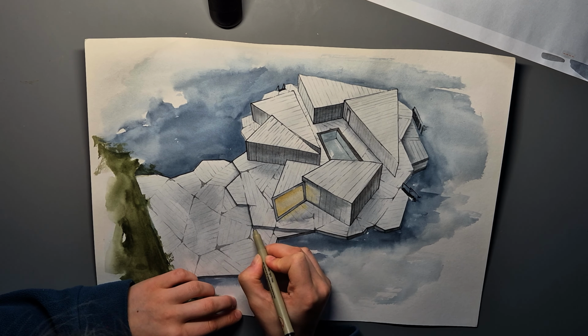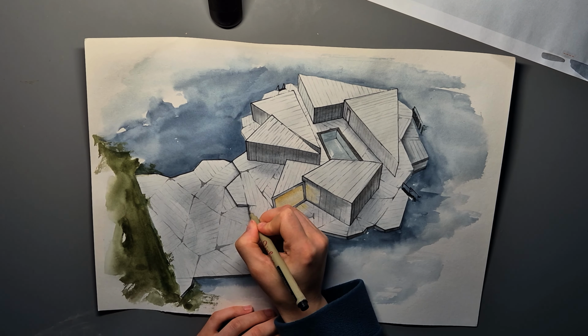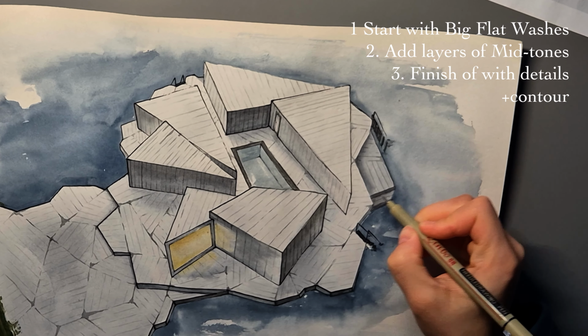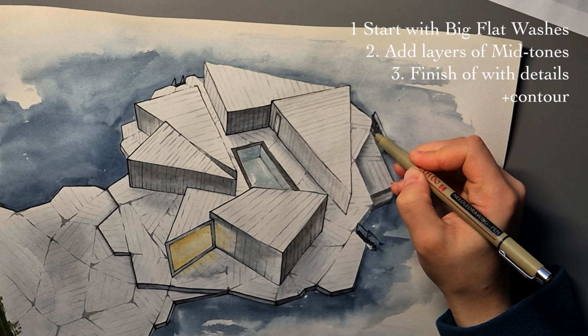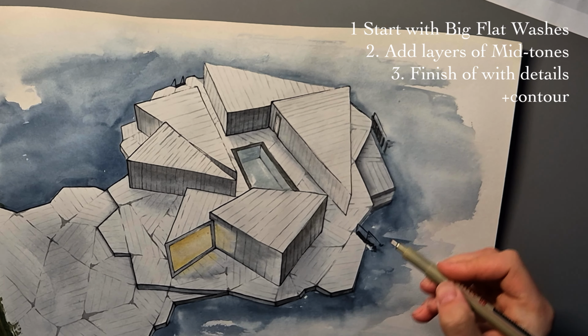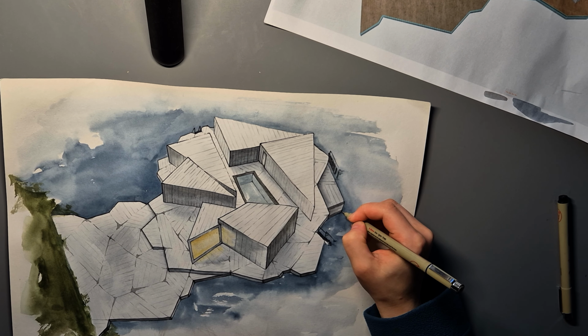So the whole process could be briefly described in 3 steps. You start with big flat washes, then you start adding layers of midtones, aka shadows, and you finish off with details as well as contour with fine line pen.